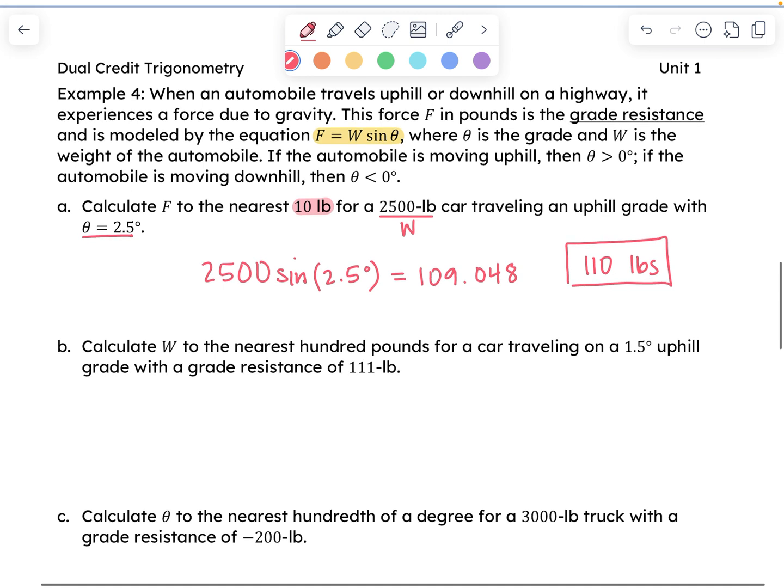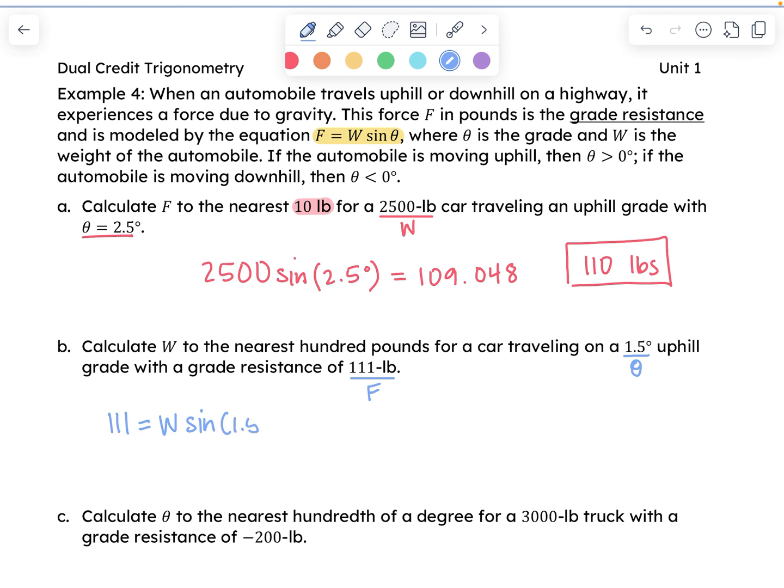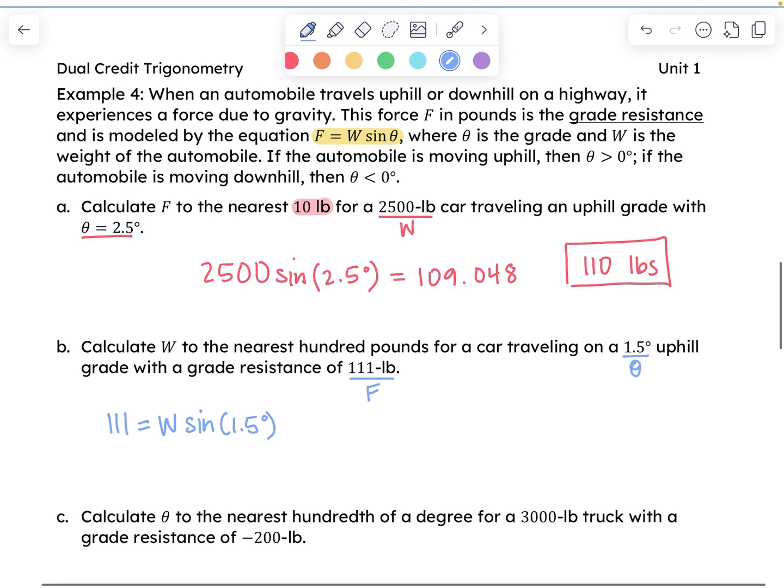Okay, the next one says calculate W to the nearest 100 pounds for a car traveling on a 1.5° uphill grade. So that 1.5 is going to be my theta with a grade resistance of 111 pounds. That's the force, the grade resistance. So this time my equation is going to look a little bit different. I'm going to have that 111 go for the F, going to equal W times the sine of 1.5 degrees. So I've got to do a little bit more work here to figure out what W is.